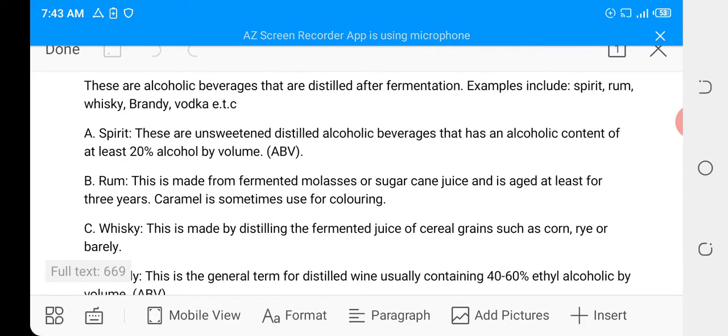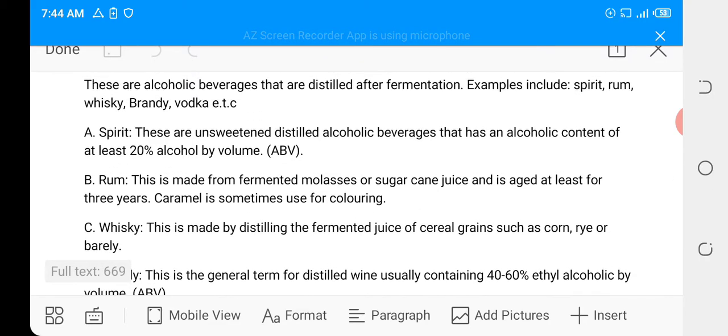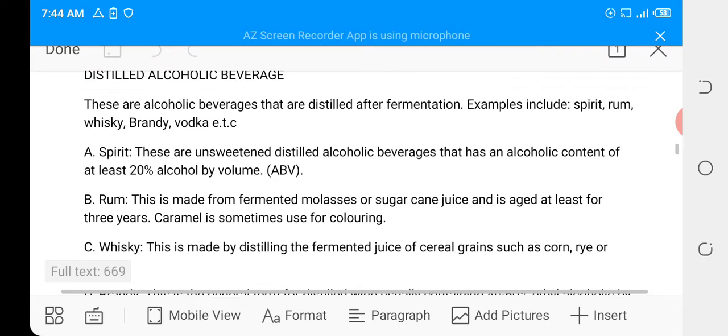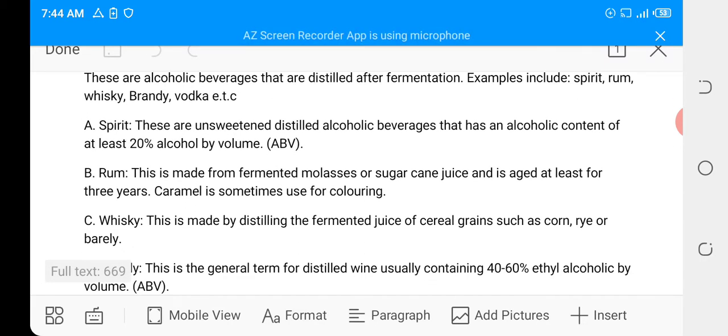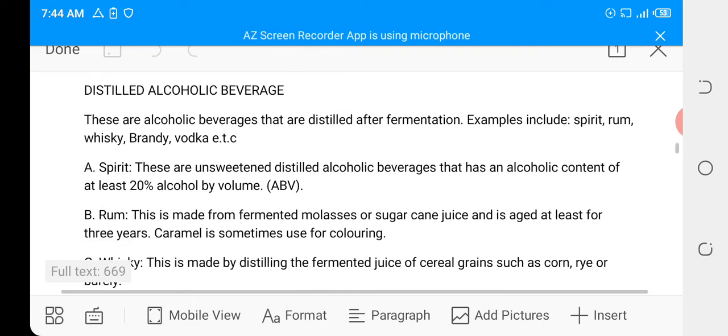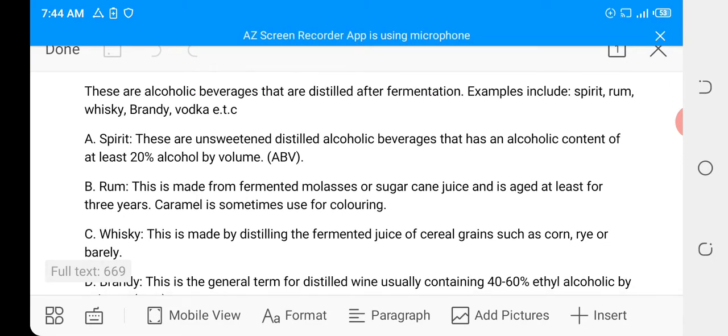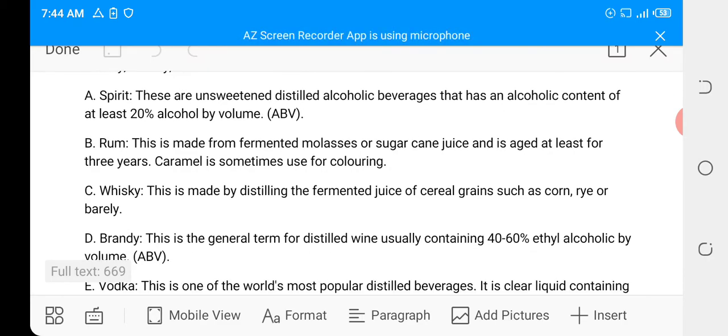Okay, the first one, let's look at their examples. We have spirit. These are unsweetened distilled alcoholic beverages that have an alcoholic content of at least 20% alcohol by volume, in bracket ABV, alcohol by volume. When you see an alcohol content volume of 20%, such an alcoholic beverage is called spirit.